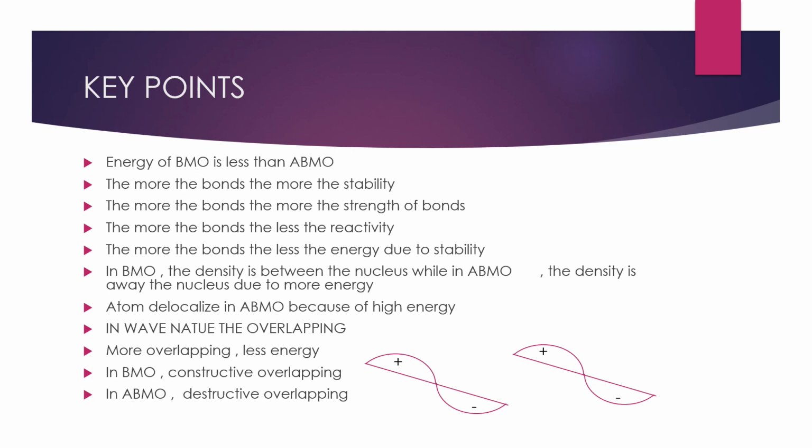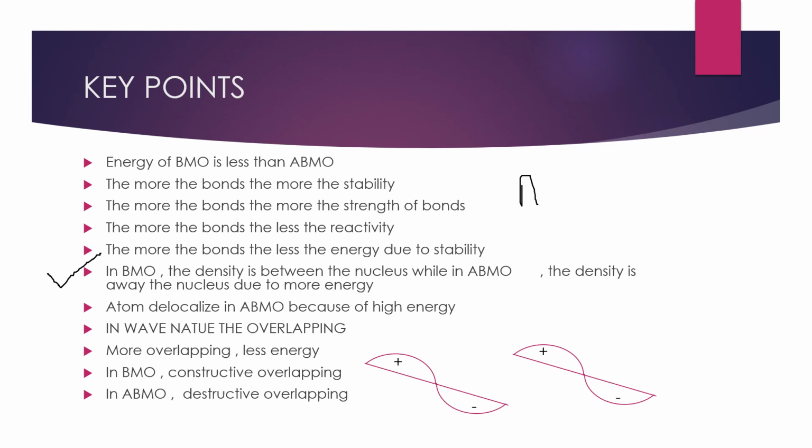It is the same as the second point, but here the word energy is written. That means the more the valency, the less the stability. The more the stability, the less the valency. Now that point is an important point: in BMO the density is between the nuclei, while in ABMO the density is only at the nucleus.